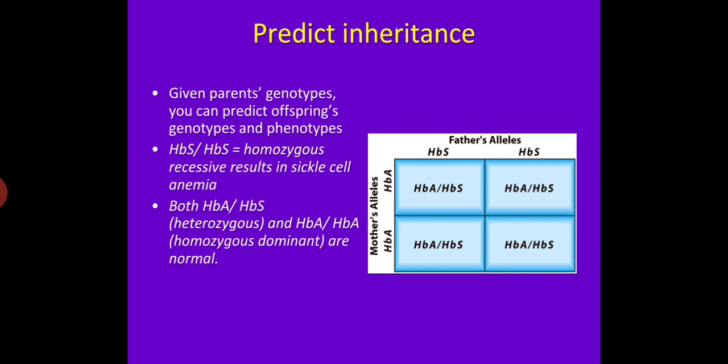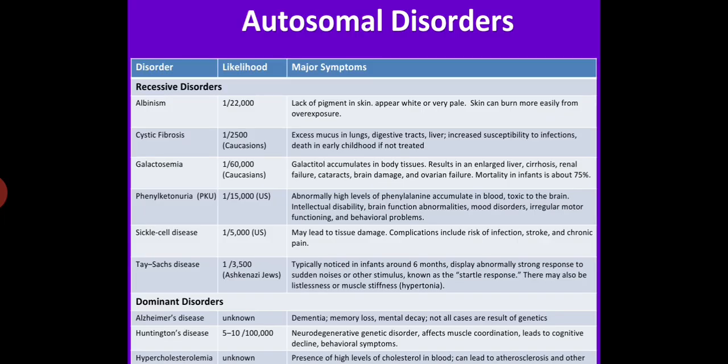Then there are 4 different types of offspring. All the offspring are heterozygous and are normal. Okay, the heterozygous offspring are carriers. Here is the list of some of the autosomal recessive disorders and dominant disorders.